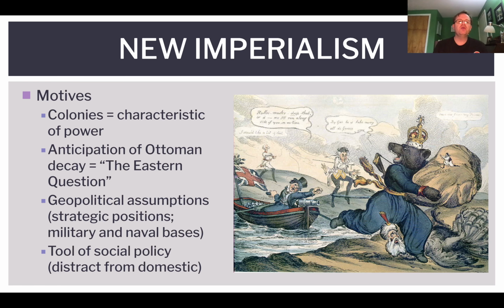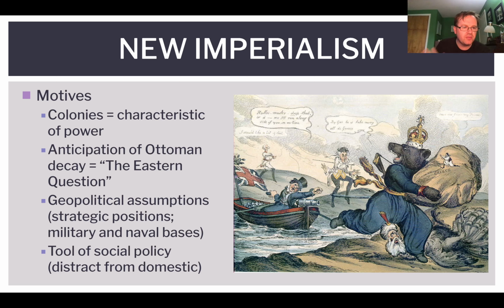So the motives are that colonies are a characteristic of your power, that you are able to use them for any number of factors. But in industry definitely draw focuses on this, right? So it has greater access to raw materials, greater access to new markets and labor, and also it is a way to sort of measure yourself against other states.